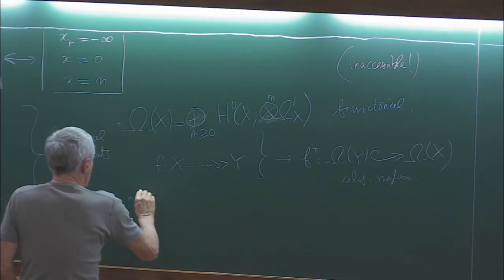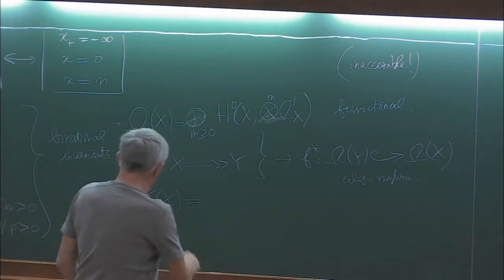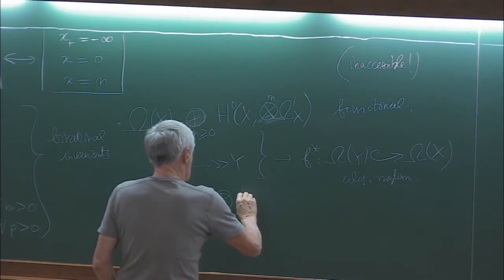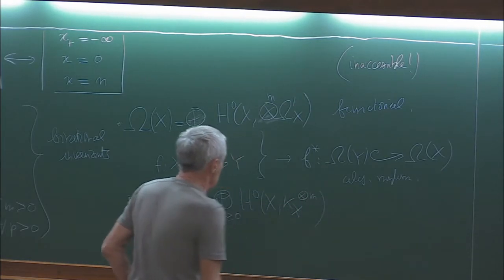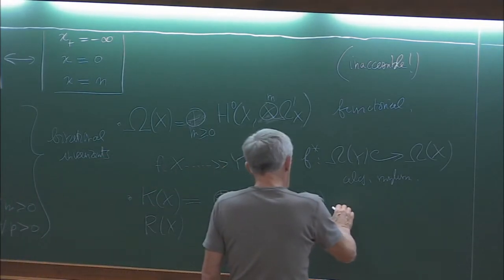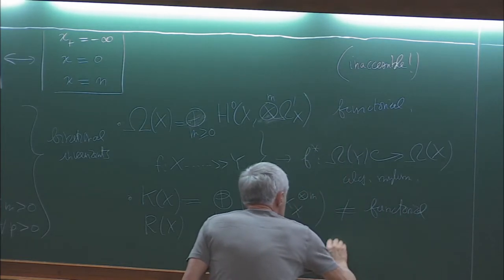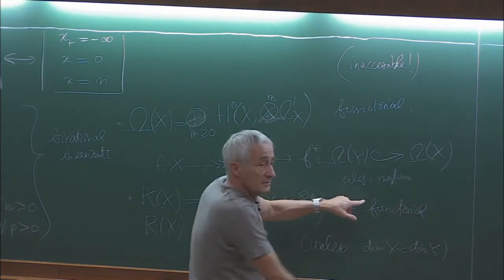But on the other hand, a smaller thing. Here, this is the canonical algebra, R of X, which was used by Yohan yesterday, and so this is the sum over m greater than or equal to zero of H0 of X, KX tensorized with m. And now this is much easier in some sense to compute, because here you take the tensor powers of a line bundle. So this remains a line bundle, and so this is much more accessible. But this is not functorial, unless we have dim of X is dim of Y, for example, in this situation.